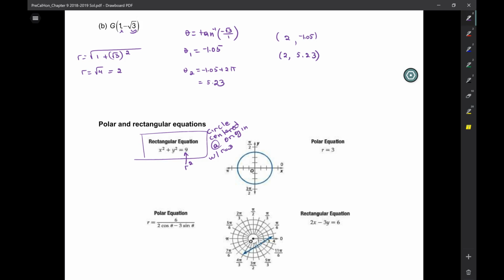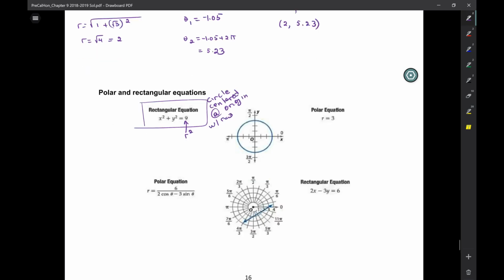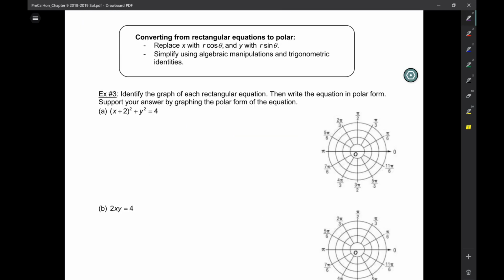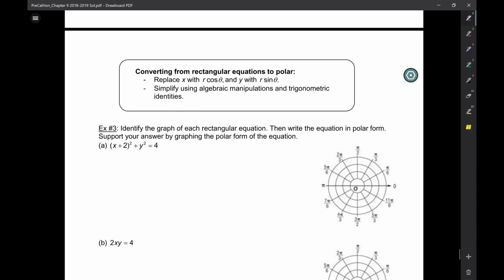Take a look at this one. The rectangular equation of this line is 2x minus 3y equals 6. Look at the polar equation. Believe it or not, when you graph it, that's what you get. So part of this lesson is to convert back and forth. All right, if we want to convert from rectangular equations to polar, always keep track of what it is that you're doing. So we're going from rectangular to polar.